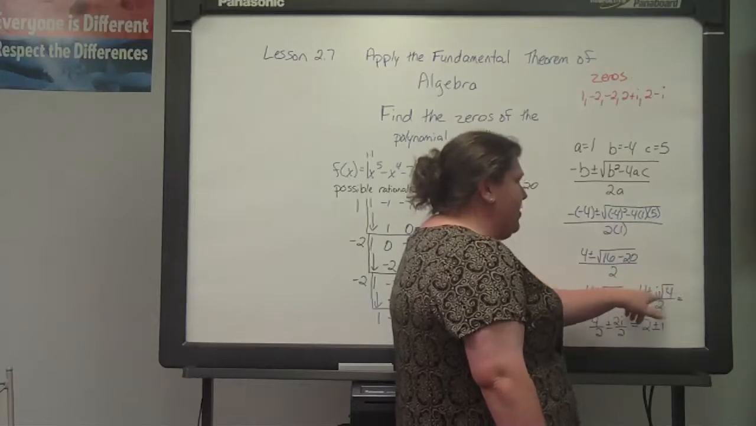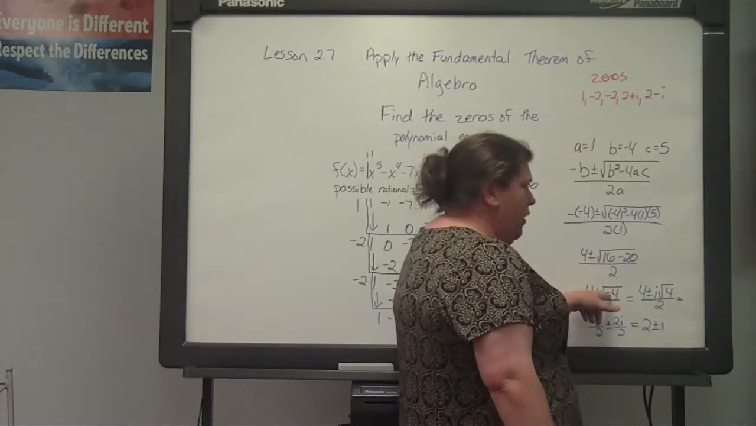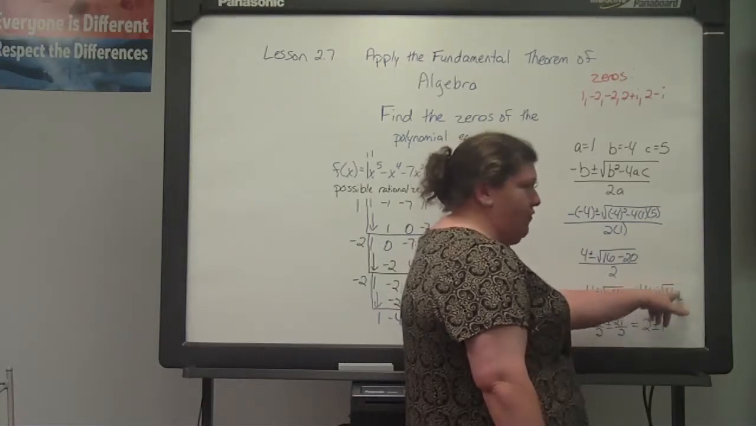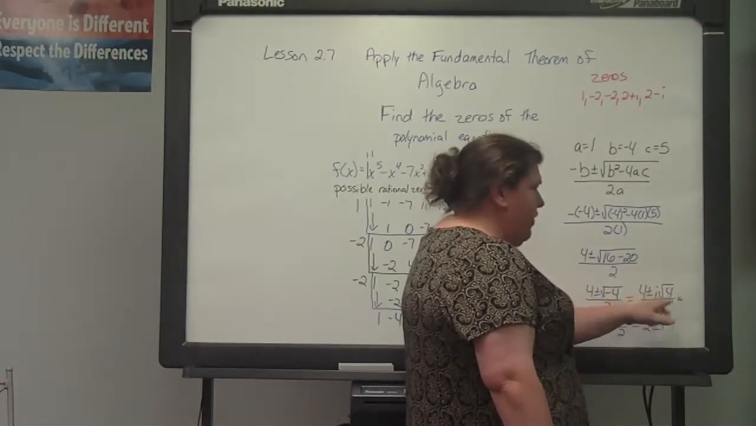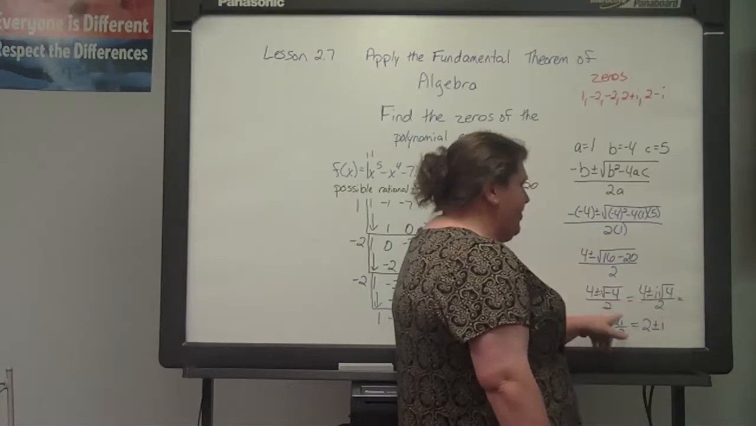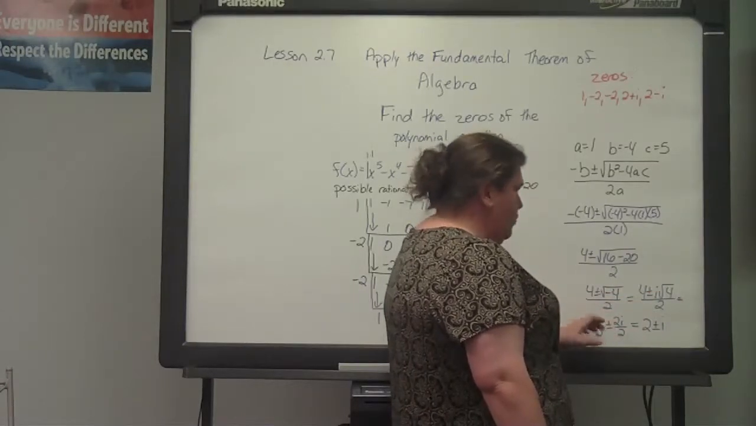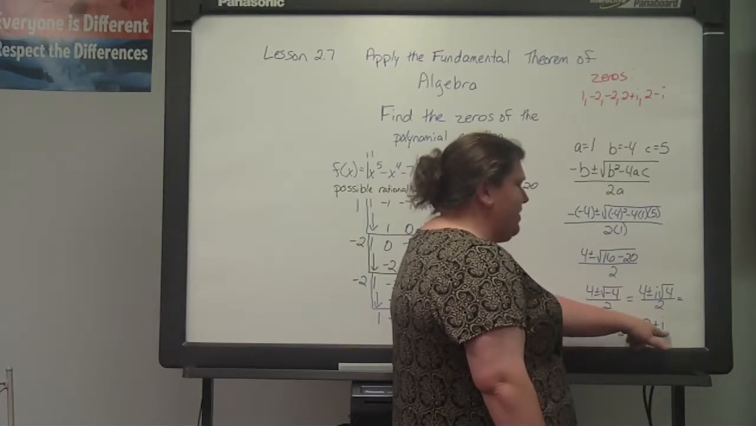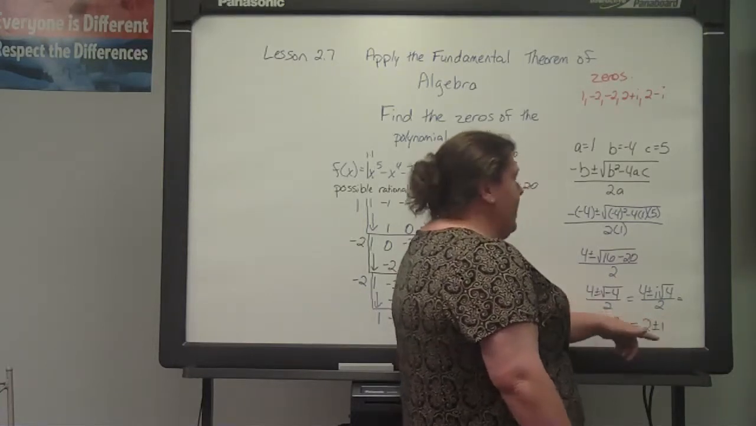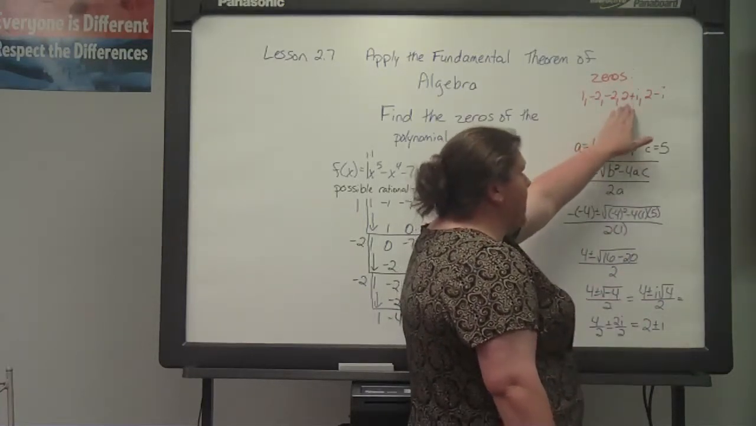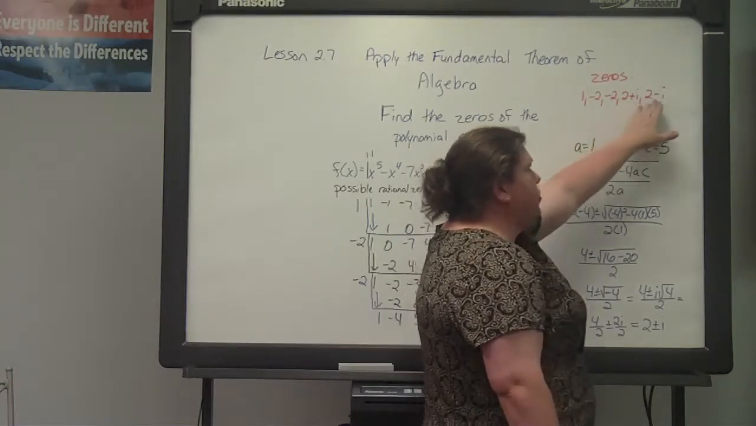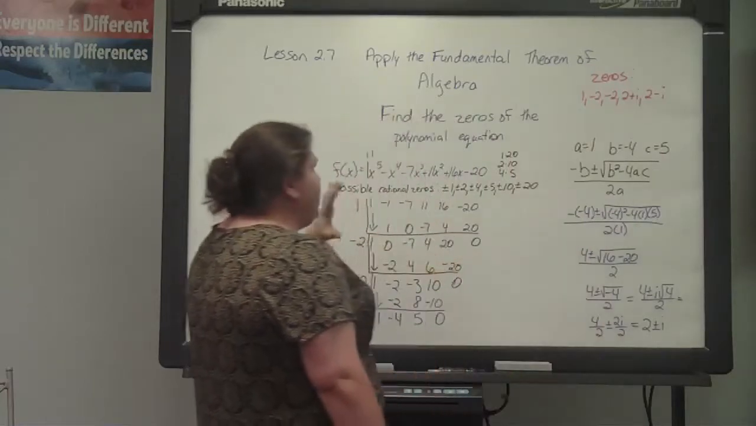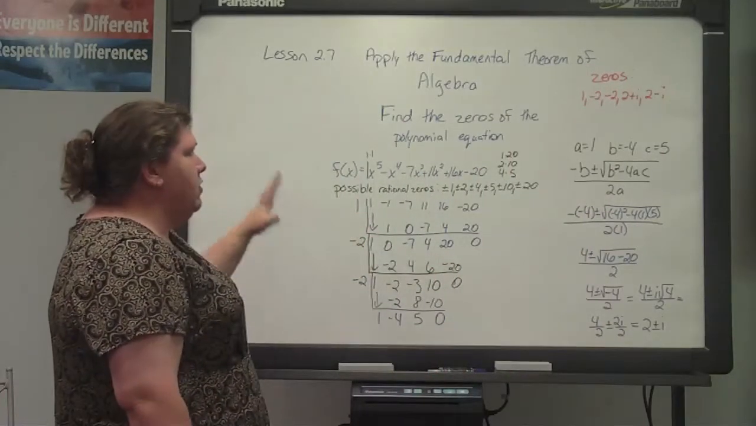what we have to remember is that a square root of -4 becomes an i square root 4, and then the square root of 4 is 2. So when we reduce this down, it becomes 2 plus or minus i, which means you can have 2 plus i as a 0 and 2 minus i as a 0. That is how you find the zeros of the polynomial equation.